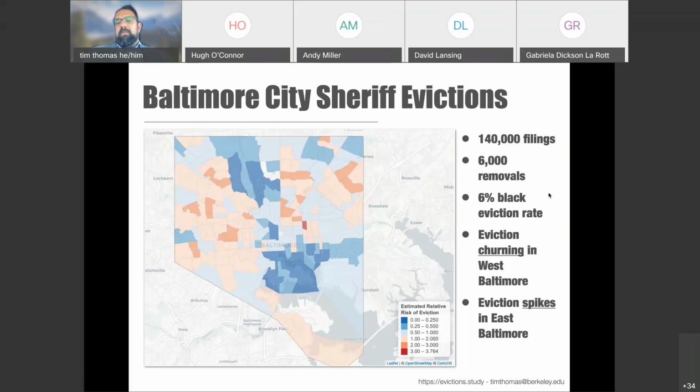We saw that the eviction rate amongst African Americans was 6%, and what trends we saw was that there was a lot of churning, or a lot of eviction, that occurred in West Baltimore. These are highly segregated areas. These areas don't change that much, and so there's just a continual churn of evictions that happen.